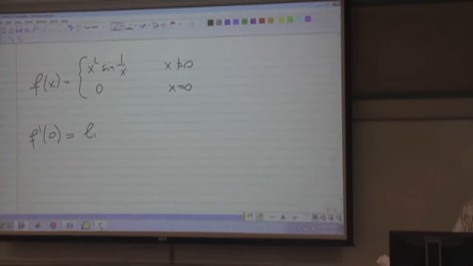The limit as x goes to 0 of f of... do I want to do that? Should I do... let's go through the actual definition.